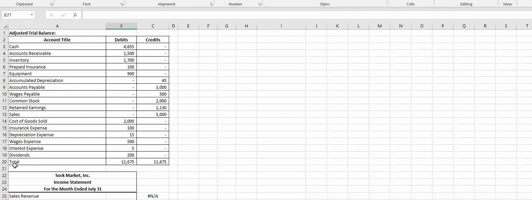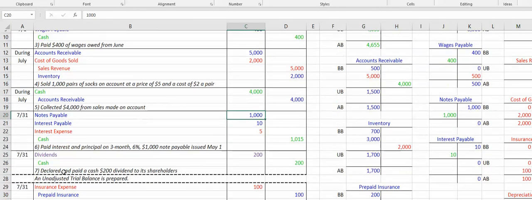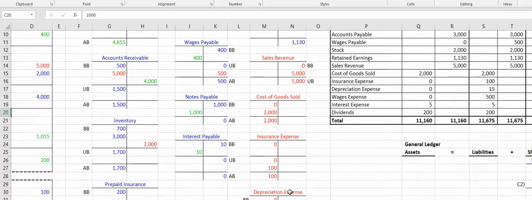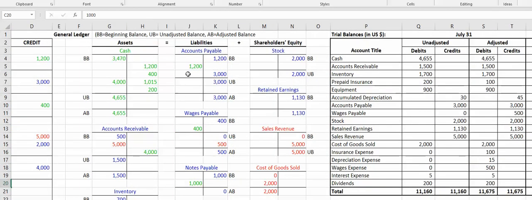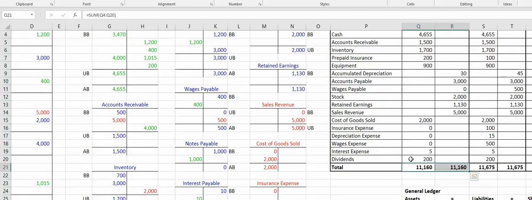I'm going to now go through preparing the financial statements, but just to recap how we got to this point. We recorded our regular transactions in the journal. We posted them to the ledger, updating the balances, and then we got all of the unadjusted balances to prepare an unadjusted trial balance to see that our debits equal our credits.